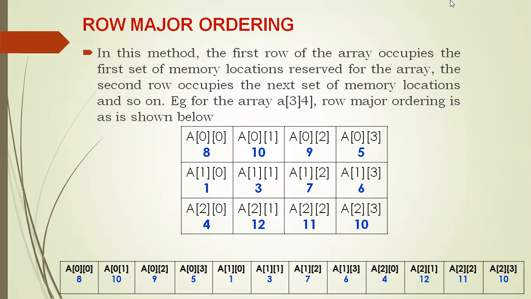Why is it called row major ordering? In row major ordering, the elements are stored as a one-dimensional array row by row. The first set of locations is reserved for the elements of the first row. The next set of locations is reserved for the elements of the second row, and the next set of locations is reserved for the third row, and so on.